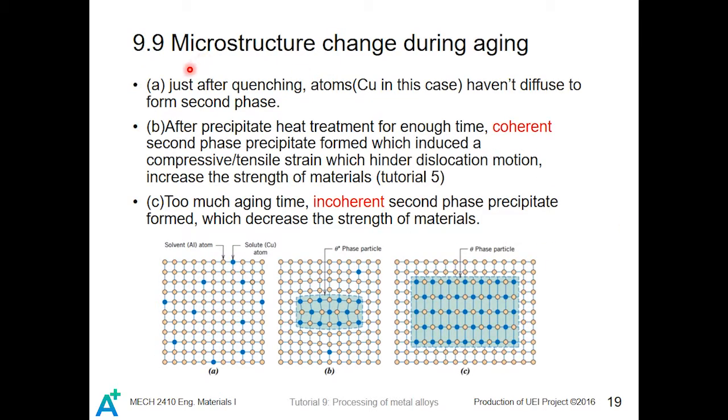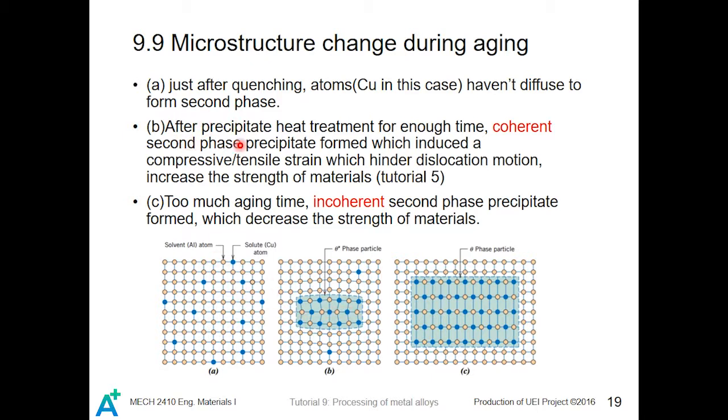There is microstructure change during the aging. The first is just after the quenching, where atoms are seen in the following graph. In the following system, the aluminum and copper system, Cu, which is going to form the second phase small precipitates, hasn't diffused to form a second phase. Just like in case A, here the Cu hasn't had the time or temperature to diffuse to form a second phase precipitate.